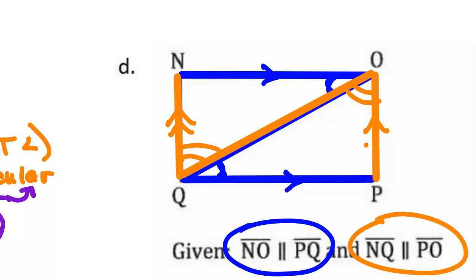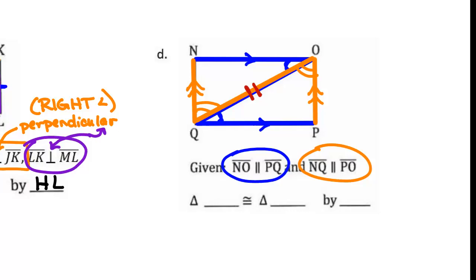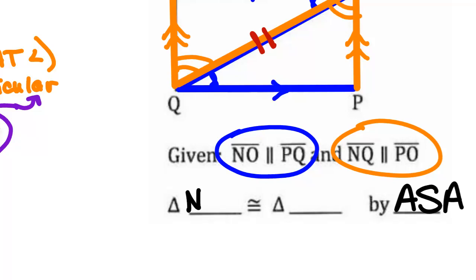Can we mark anything else on this picture? Shared side right here. Do I have enough information to say these two triangles are congruent? Yes, using what? Angle, side, angle. All right, so NOQ, I'm going to name the first one.